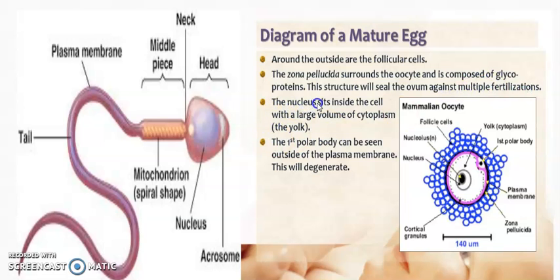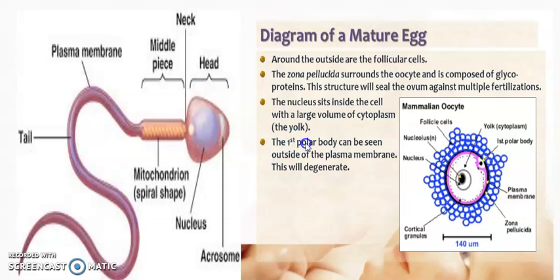And the next point is the nucleus. The nucleus sits inside the cell with a large volume of cytoplasmic yolk. So here is the cytoplasm. It contains yolk in egg-laying mammals, but not in placental mammals.